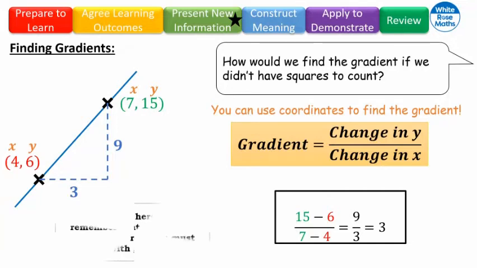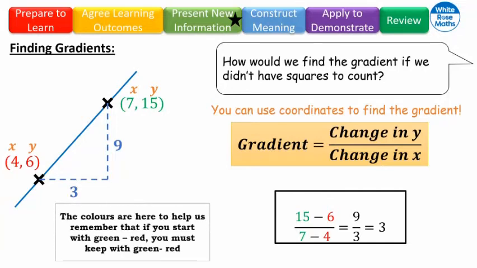Okay? Now, if you have a look here, the colours are here to help, because we must remember, if we start with green and take away red, you must keep with green, take away red. Okay? So if you do 15, take away 6, to work out the change in y, you must do 7, take away 4, to work out the change in x. Okay?